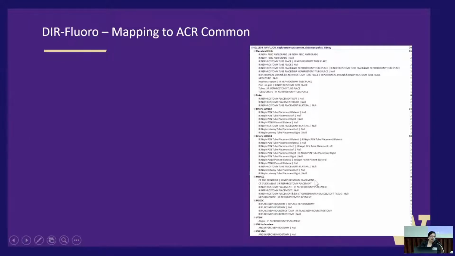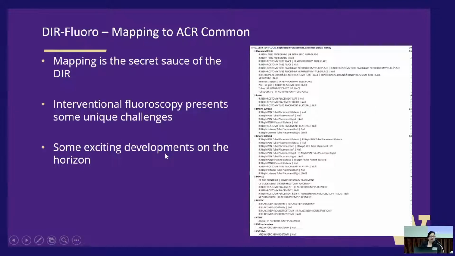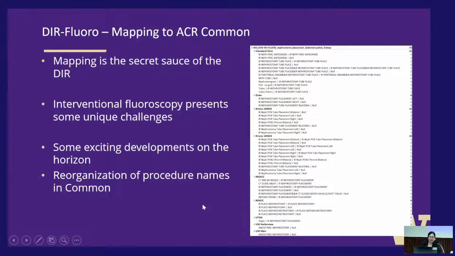The point of this figure is that the same procedure is called different things at different sites. So similar to CT, where we want to map to make sure we're comparing apples to apples, for fluoroscopy you also need to map your procedure names, and the way ACR is doing it is using ACR Common. Mapping is the secret sauce, as we have learned the last few days. Mapping poses some unique challenges, and they're going to use reorganization of procedure names in ACR Common.